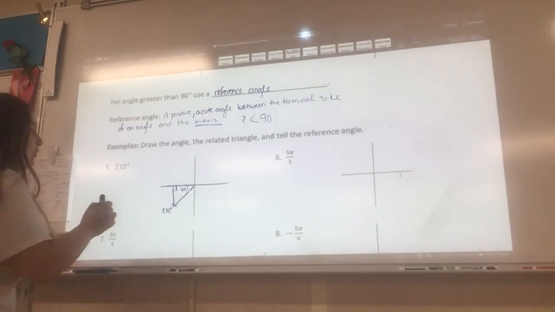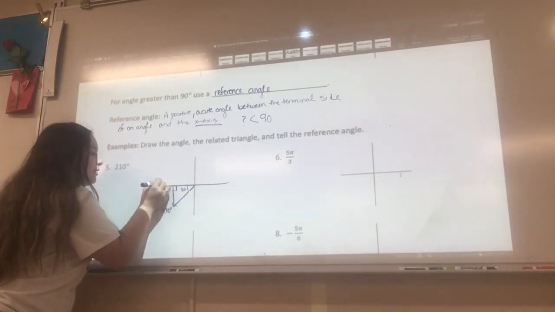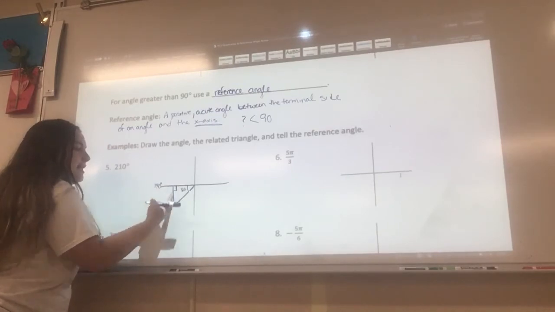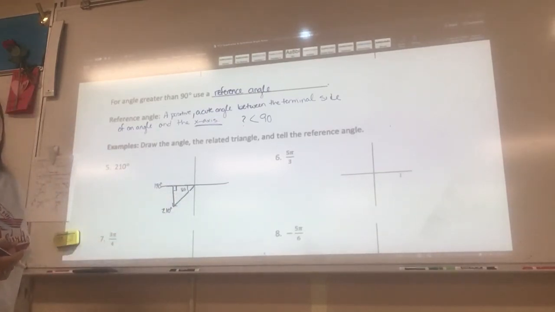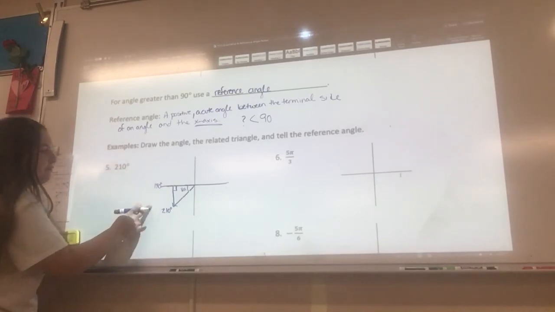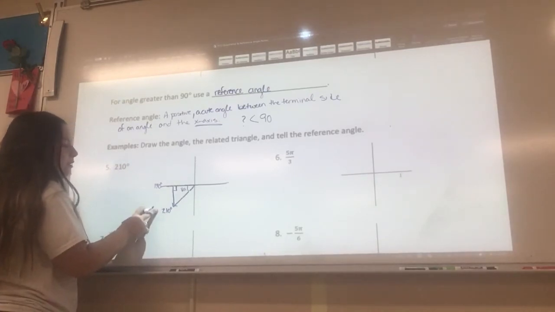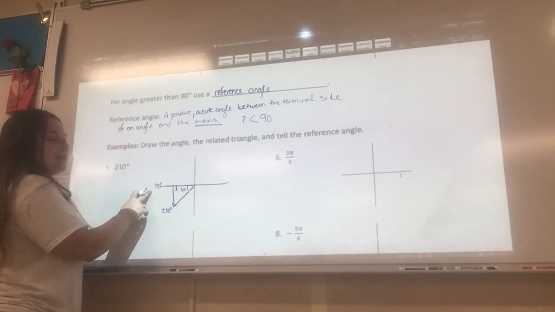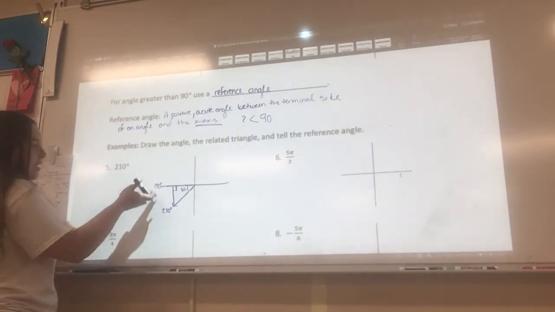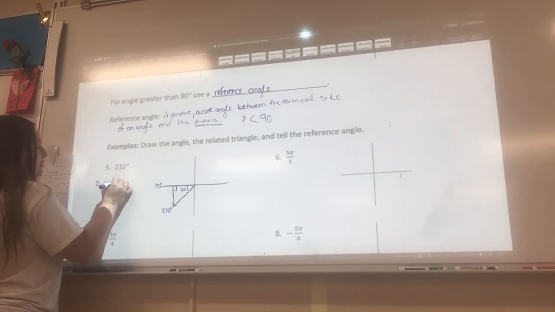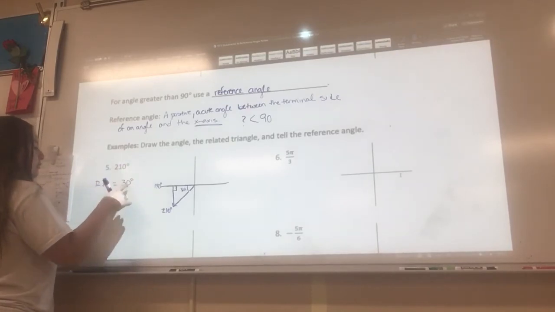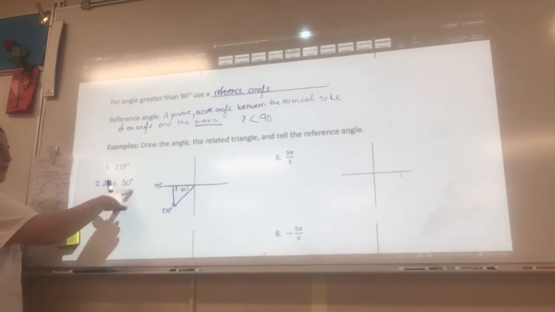Okay. So we saw that it was very close to 180 degrees. That is the one we are connecting to. But now we need to find that reference angle. To find your reference angle, it is the difference between your angle and the x-axis. So what's 210 minus 180? Well, it's 30 degrees. So our reference angle is a positive 30 degrees.